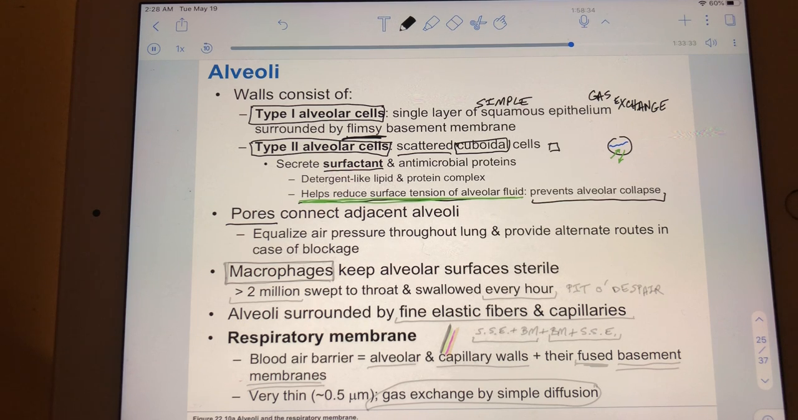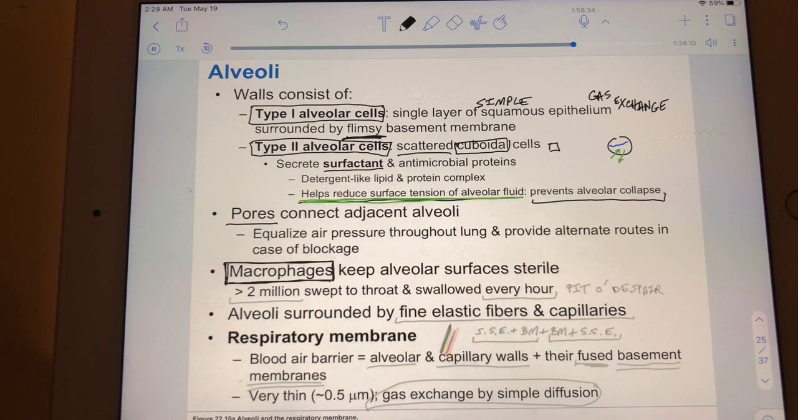In addition to type 1 and type 2 alveolar cells, we can also find macrophages. They are roaming, but they're committed to the lungs, okay? They're just kind of camping on the inner surface of our alveoli, just engulfing, phagocytosing any foreign irritant, right? Anything that doesn't belong, okay?